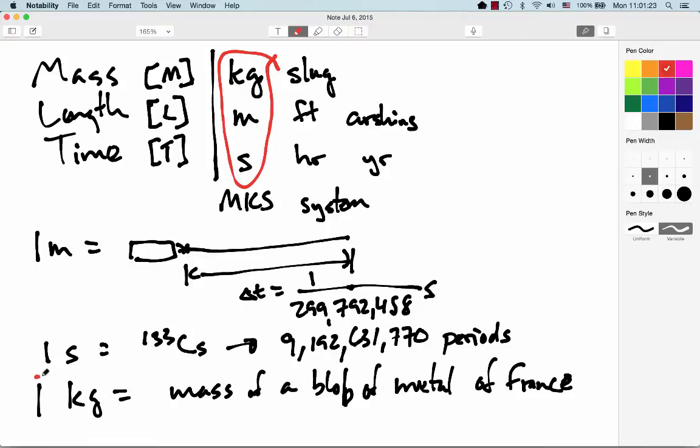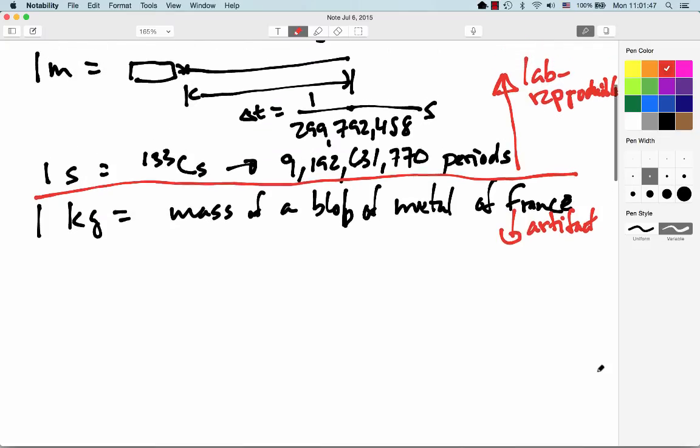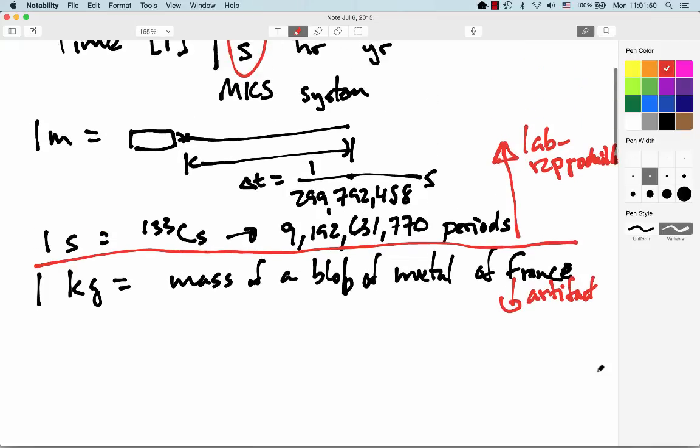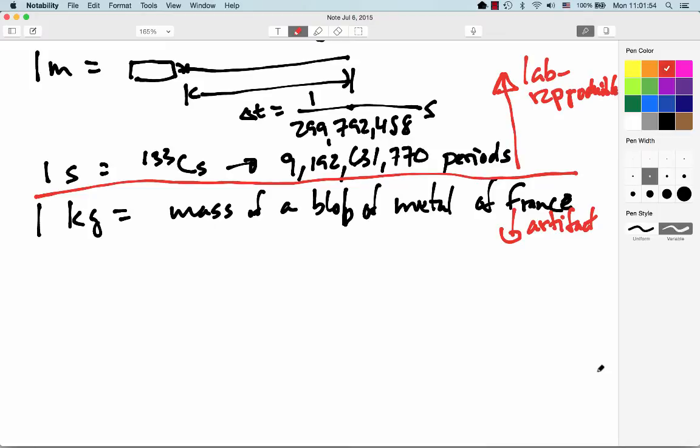In fact, I'm going to draw a line right here. If we look above this line, these are what we call lab reproducible standards. And if we look below the line, this is what we call an artifact standard. So what's up with that?